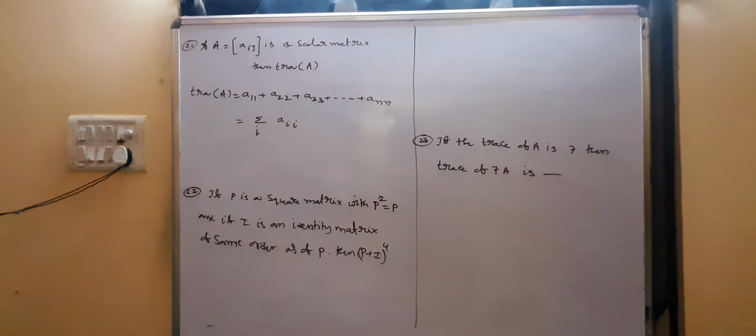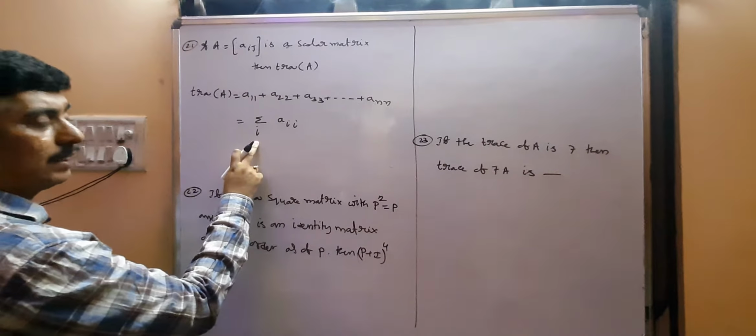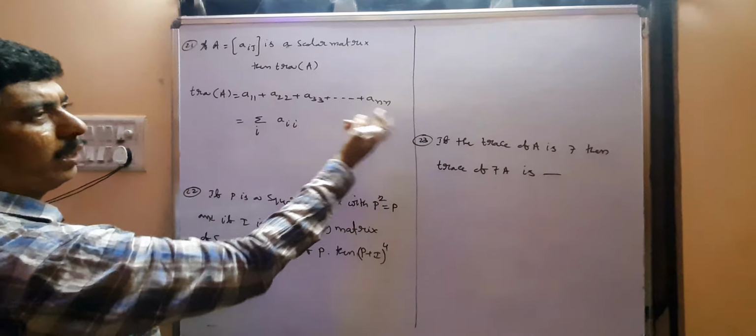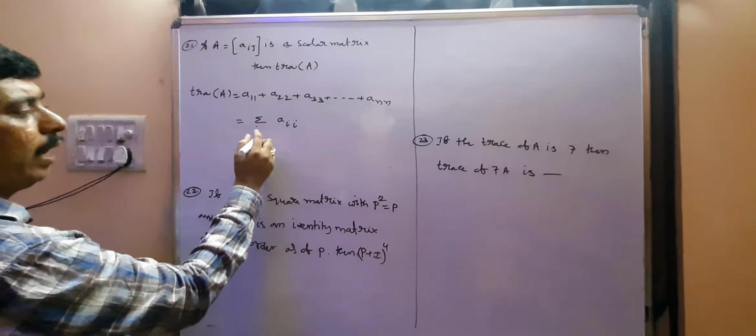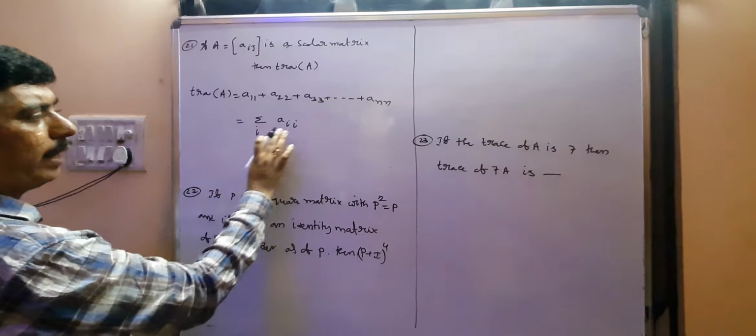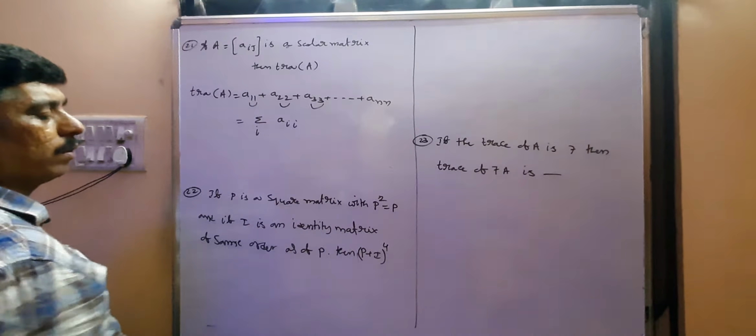Sigma over i and j of A i j, where both suffix values are equal. Then you have to write A11, A22, A33, that is sigma A ii, i equal to 1 to n. They have not given the order, that is the reason I am not mentioning up to what order. Sigma A ii, since both numbers are equal.